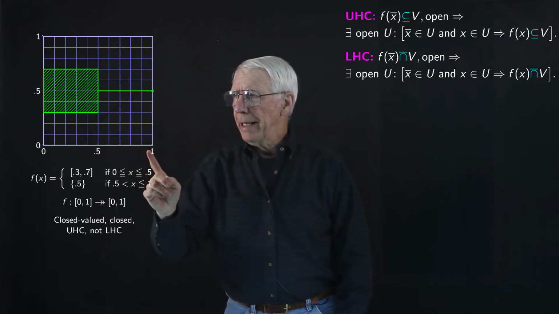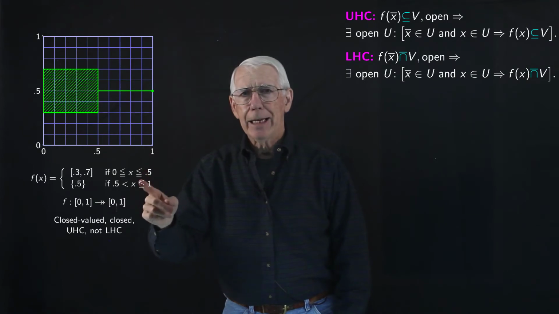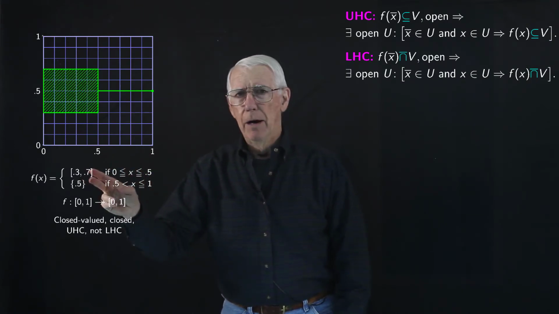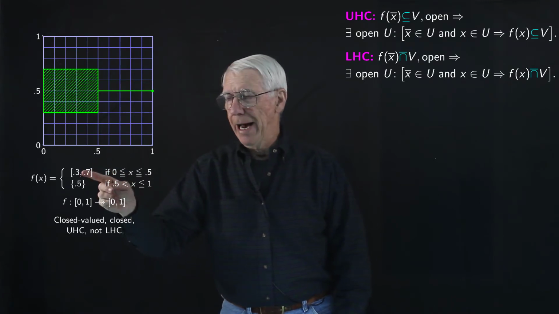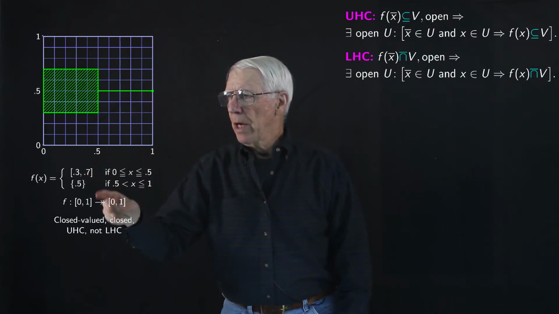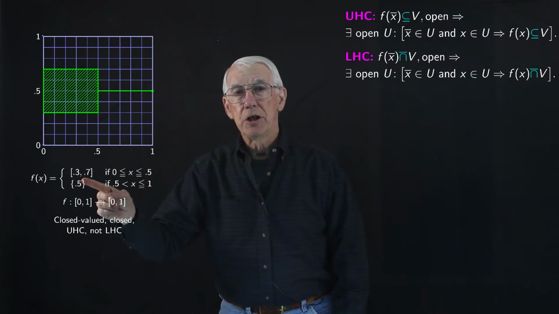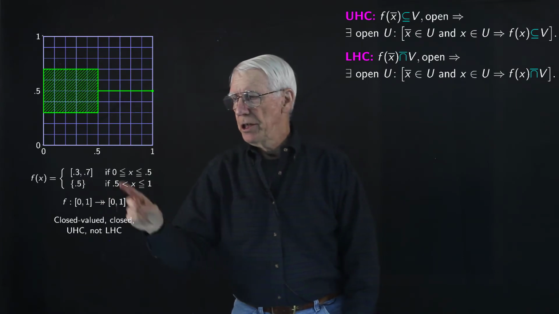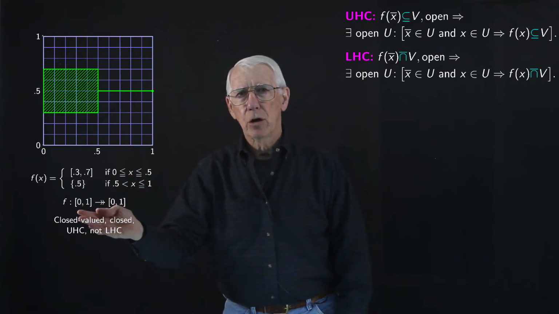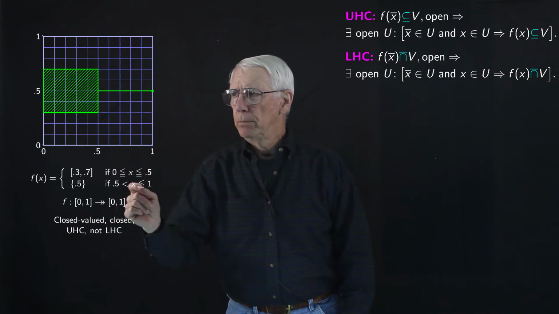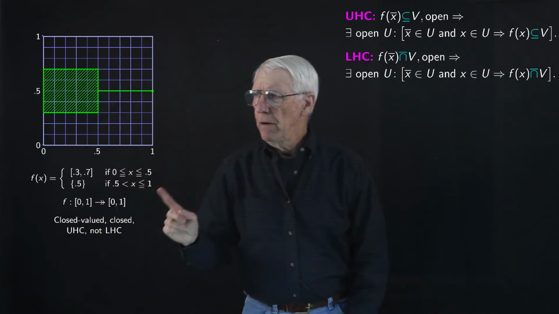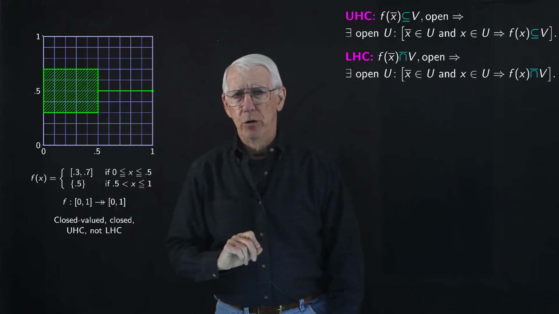Also, notice that for every x in the domain, the image of x under F is either the singleton set consisting of just 0.5, or it's the closed interval from 0.3 to 0.7. Both are closed sets, so this is a closed valued correspondence. And so what about upper and lower hemicontinuity? Let's first focus on upper hemicontinuity.